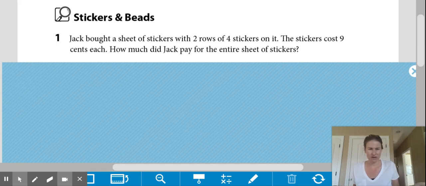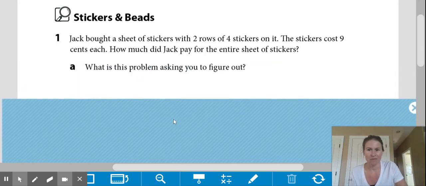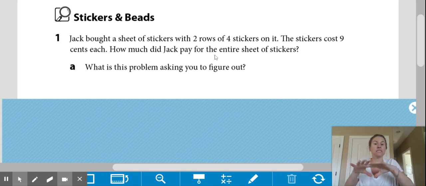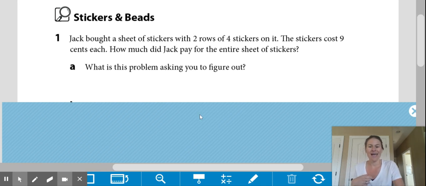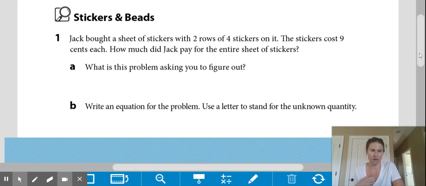But what am I trying to figure out? Oh, the question's going to help me. The problem is asking me, how much did Jack pay for the entire sheet of stickers? That entire sheet, that 2x4, 9 cents each. The problem is asking me to figure out how many stickers there are and then how much it's going to cost. Great. Well, I now need to write an equation for this problem.